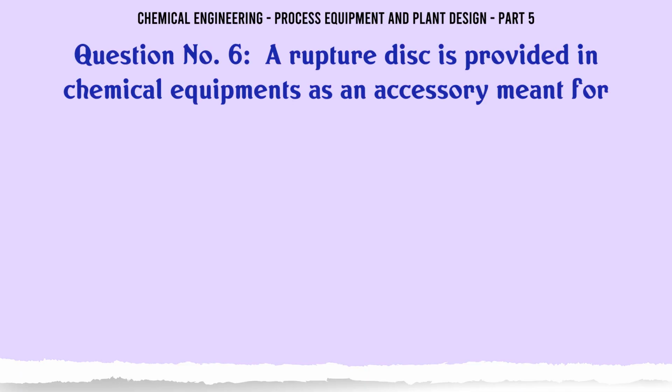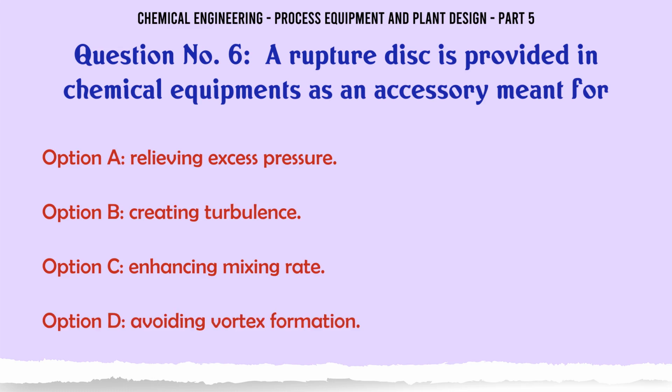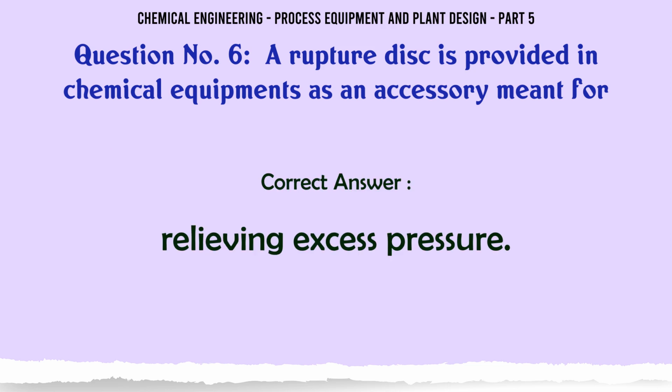A rupture disc is provided in chemical equipments as an accessory meant for A. relieving excess pressure, B. creating turbulence, C. enhancing mixing rate, D. avoiding vortex formation. The correct answer is relieving excess pressure.